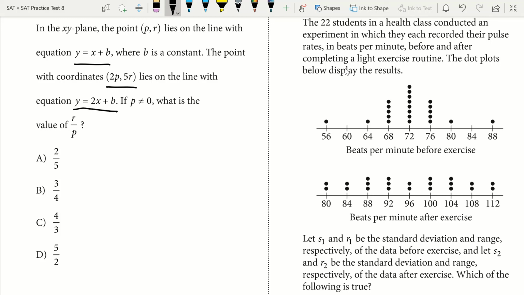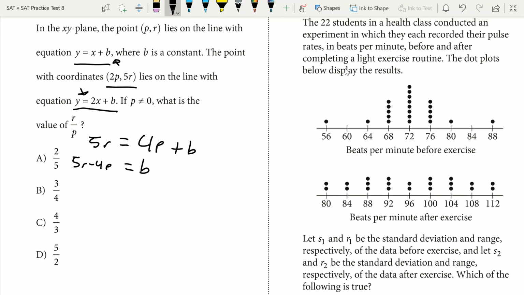All right, so what we're going to do is plug in our points 2p and 5r into this equation right here where my arrow is pointing. So we're going to have 5r equals 2x. We're told that x will equal 2p, so 2 times 2p will give me 4p, plus b. I'm going to solve for what b is going to equal, and then plug it into my equation up top. So b will equal 5r minus 4p after I subtract 4p from each side.